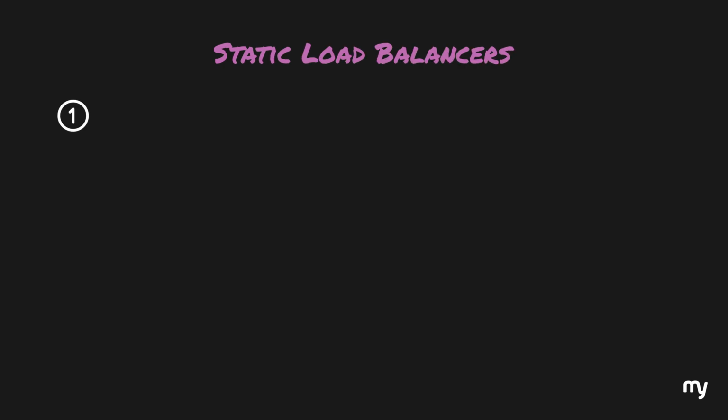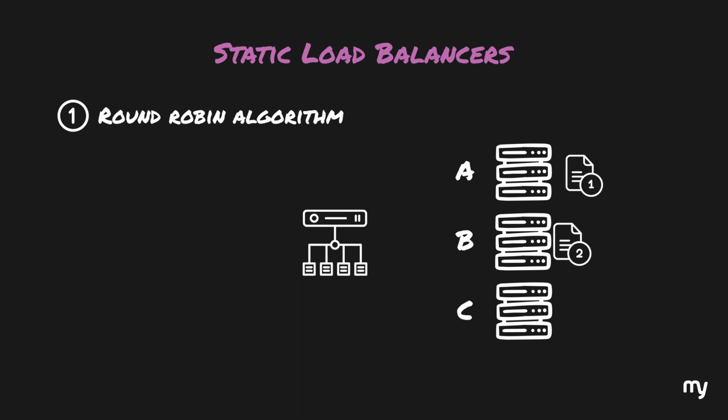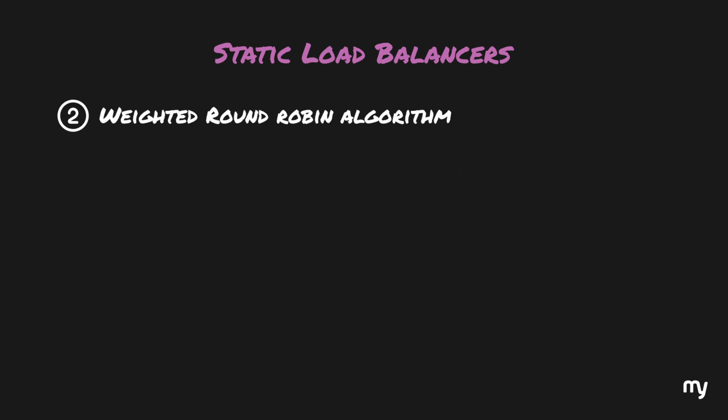The first and the most common static load balancing algorithm is the round-robin algorithm. If there are 3 servers A, B, and C, then the load balancer will send the first request to A, the second request to B, and the third request to server C. Once it receives the 4th request, it starts again from server A and repeats this process. Another variant of this algorithm is the weighted round-robin algorithm.